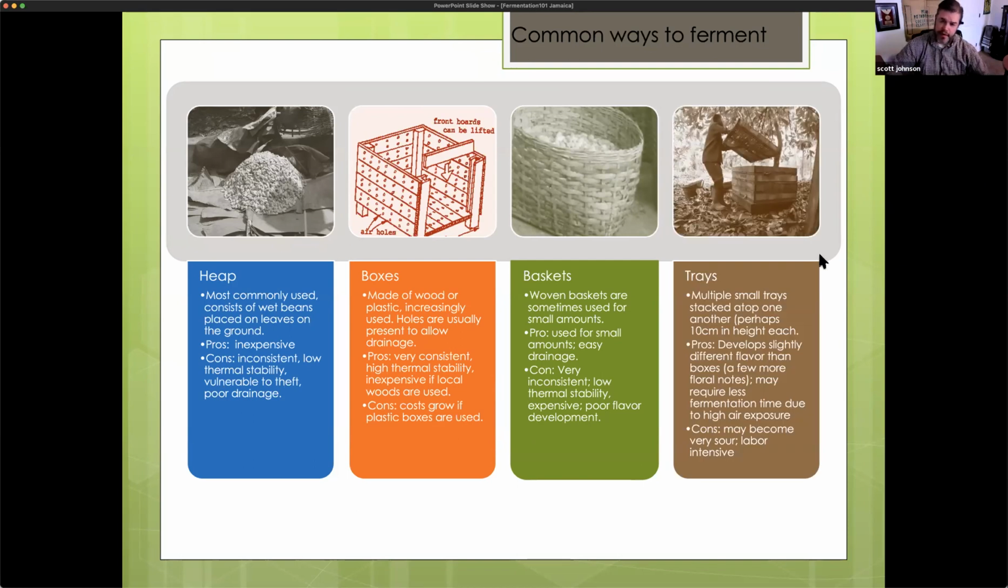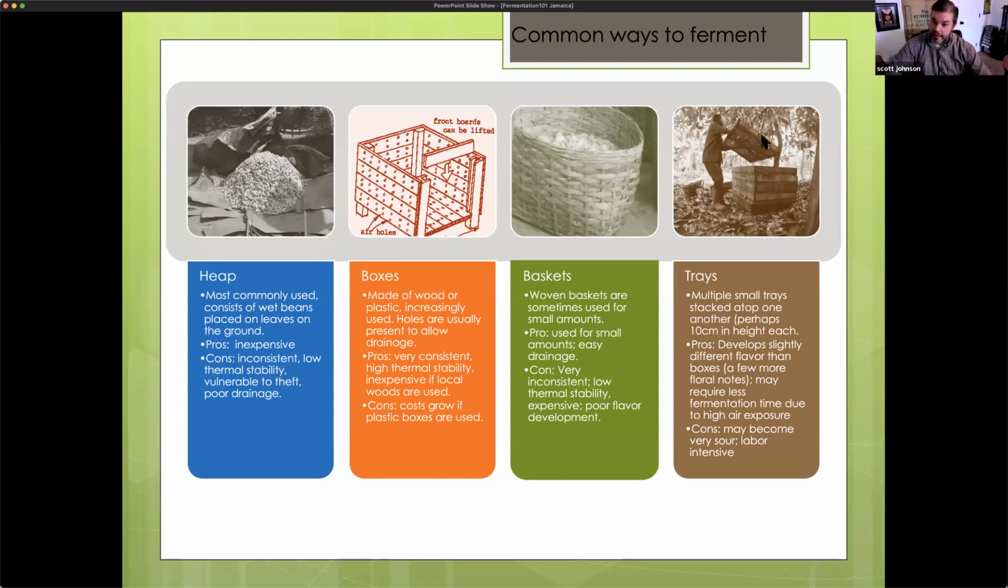And there is another way to ferment that's becoming more popular, specifically in Africa and some parts of South America, called a tray fermentation. And essentially, it's a series of stacked boxes, right?